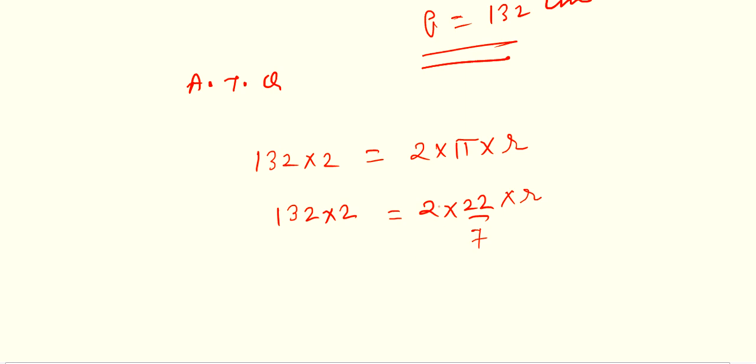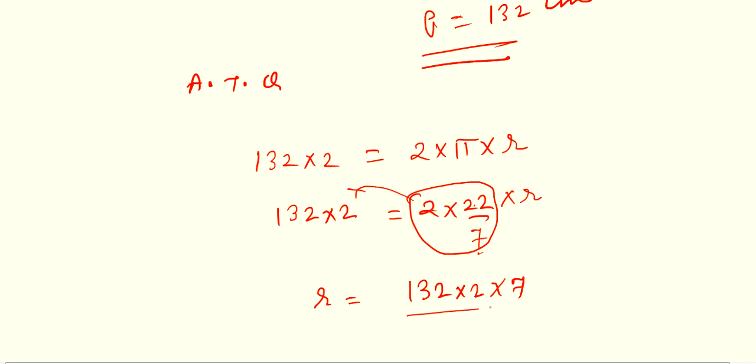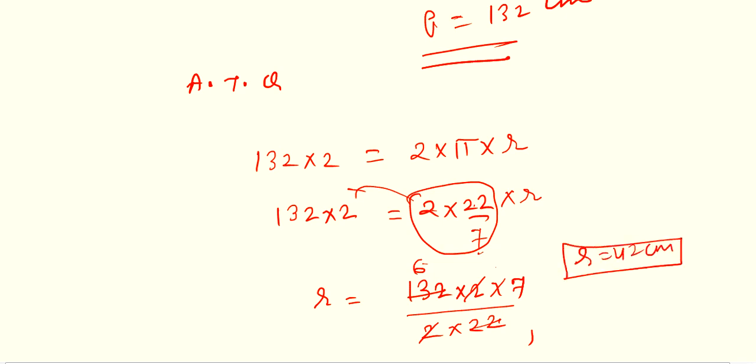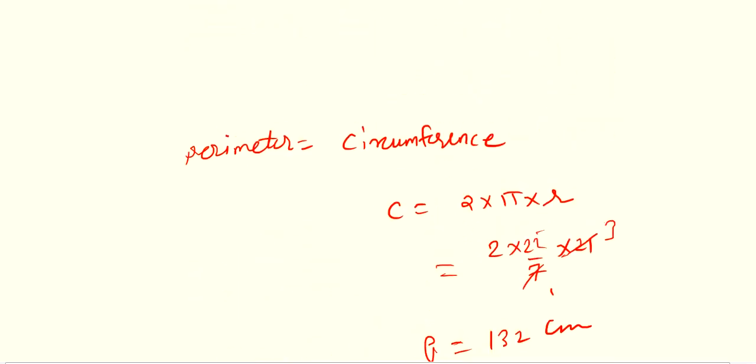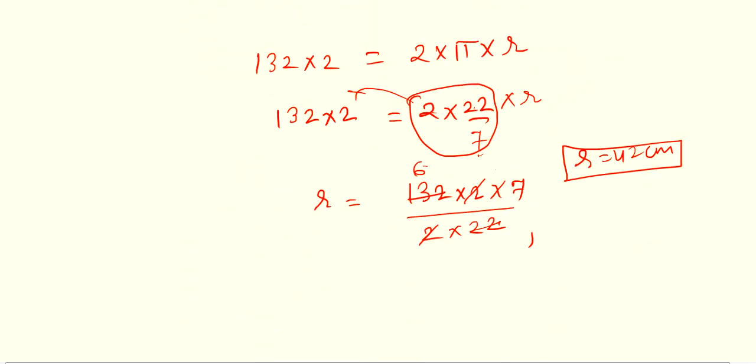Now transpose these values to the left hand side. So r equals 132 into 2 on 7. On this side 7 is in the denominator, so simply 7 will go to the numerator. Since 7 is dividing there, it will multiply here. This 2 gets cancelled. Then 22 ones, then 22 sixes. So finally r equals 6 sevens are 42. So the new radius is 42 centimeter if we double the perimeter. Clear?